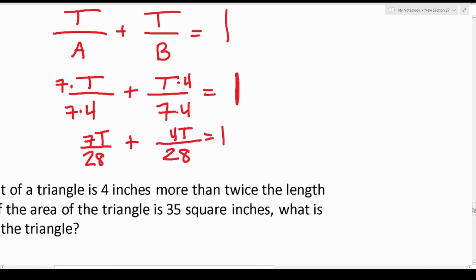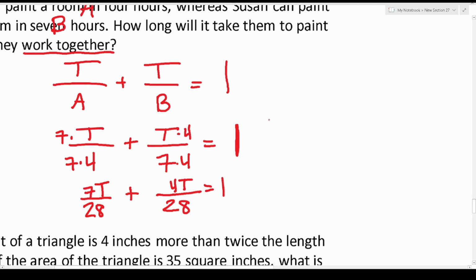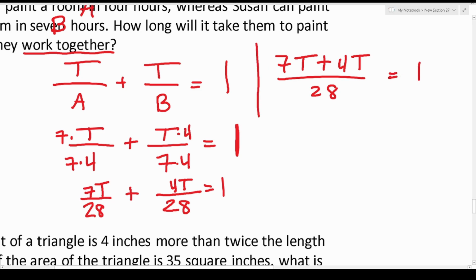All right, so now we're just adding fractions, and we're just going to combine their numerators. So this becomes 7t plus 4t over 28 equals 1. And I'm going to block this off since we're starting to work over here now. 7 plus 4 is 7, 8, 9, 10, 11. This says 11t over 28 equals 1.